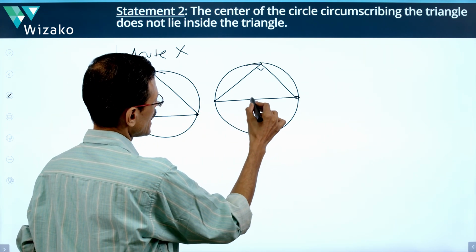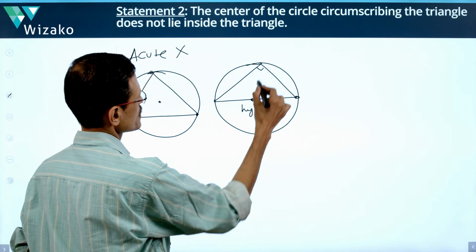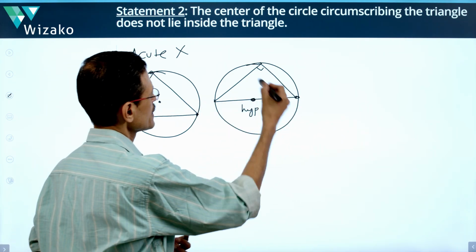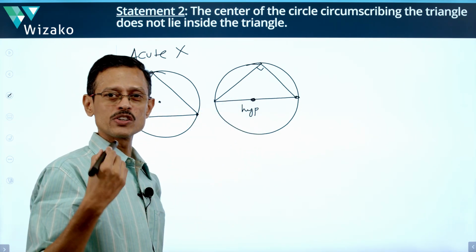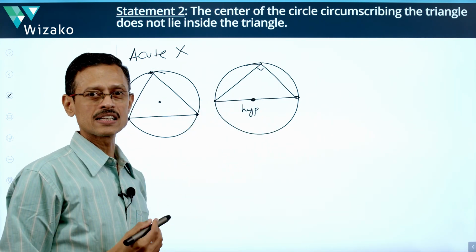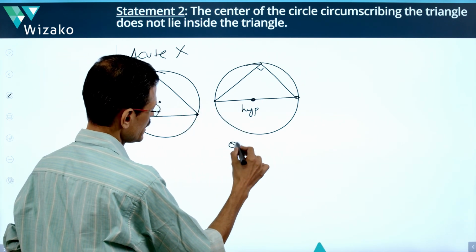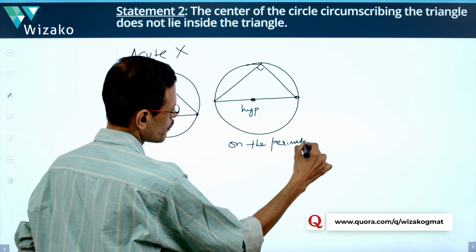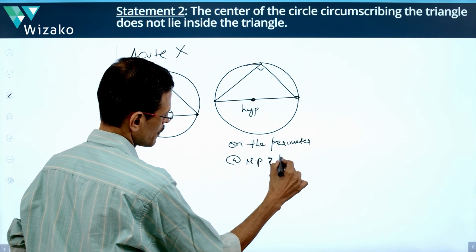The diameter happens to be the hypotenuse, right? This is a right triangle. Side opposite to 90 degrees is the hypotenuse. Diameter is the hypotenuse. The center of the circle is the midpoint of the hypotenuse, midpoint of the diameter. So this is the center of the circle which is circumscribing the triangle. Where does the center of the circle lie? It lies on the perimeter, right? It's lying on one of the sides. It's at the midpoint of the hypotenuse.